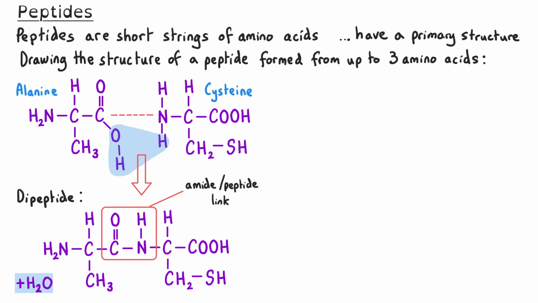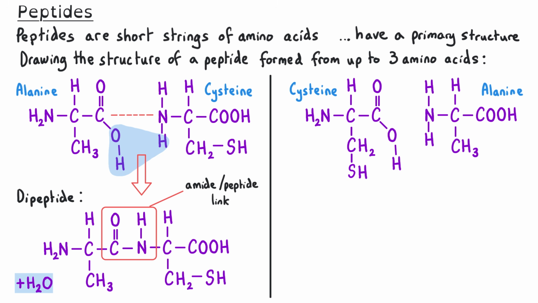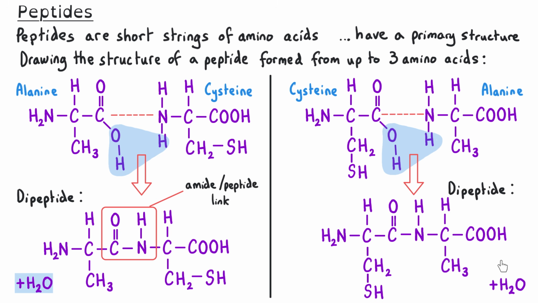called a condensation reaction. Alternatively, these same 2 amino acids can join in a different order to produce a different dipeptide. This time it's the acid group in the cysteine that reacts with the amino group from the alanine. And this bond forms between these atoms here, and so we produce this different dipeptide with this peptide link that I'm showing here. And also we produce water again.